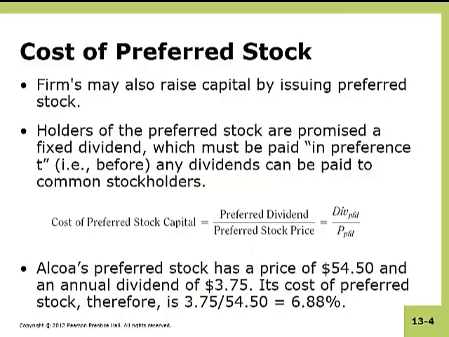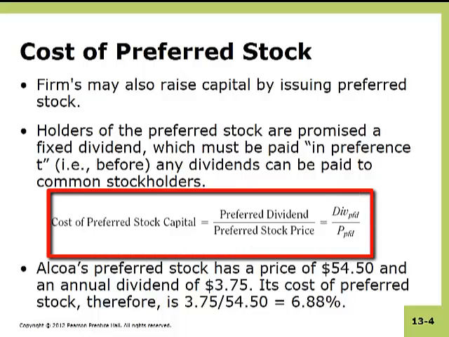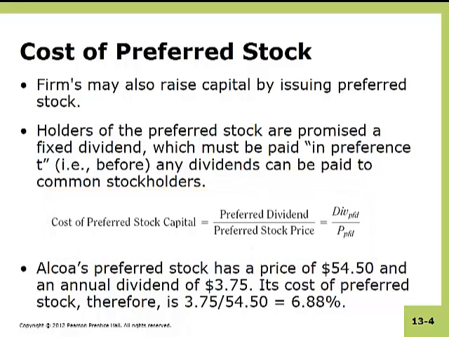So these preferred stockholders are promised a fixed dividend, which must be paid in preference, in other words, before any dividends can be paid to the common stockholders. Another way of looking at this, the cost of preferred stock capital is the preferred dividend over the preferred stock price, as we illustrated in the previous slide.